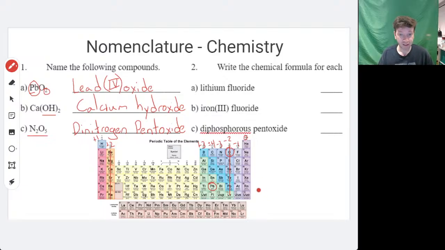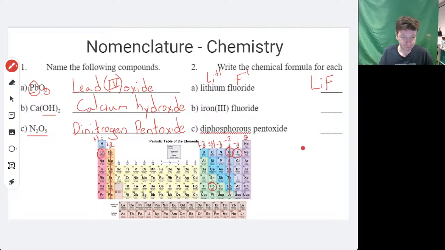All right, now let's try writing formulas. So here we have lithium and fluorine. Lithium is here, and so has a charge of positive 1. Fluorine is here, and so has a charge of negative 1. You need to figure out how many atoms of each are required so that your total charge becomes neutral. Right? In this case, it's easy. One positive 1 and negative 1. We only need 1 of each. So that's just LiF.